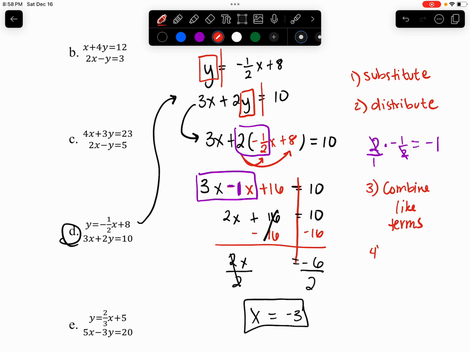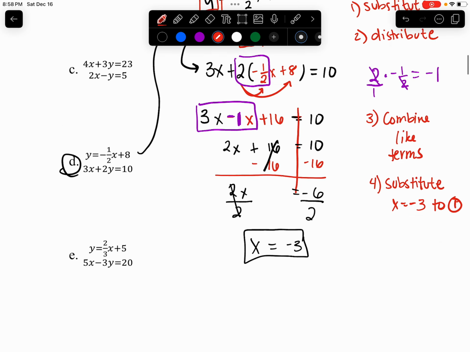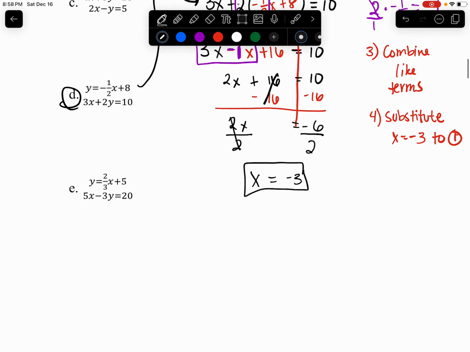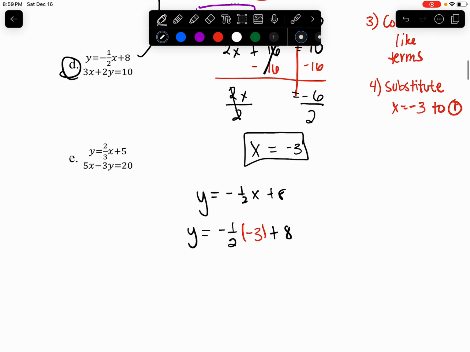To find y, substitute x equals negative 3 into the first equation. So I'm going to call this 1 and 2. First equation. My first equation was y equals negative 1/2 x plus 8. So I'm going to plug in negative 3. y equals negative 1/2 times negative 3 plus 8. That equals, now our next step is to evaluate.